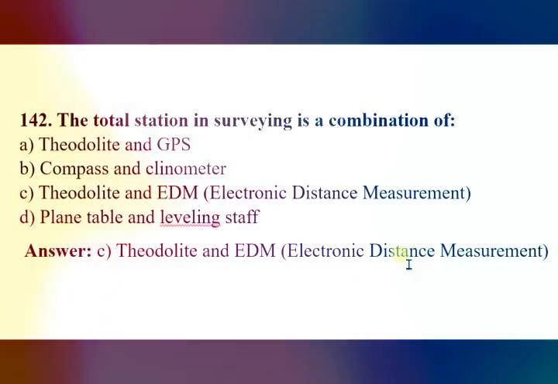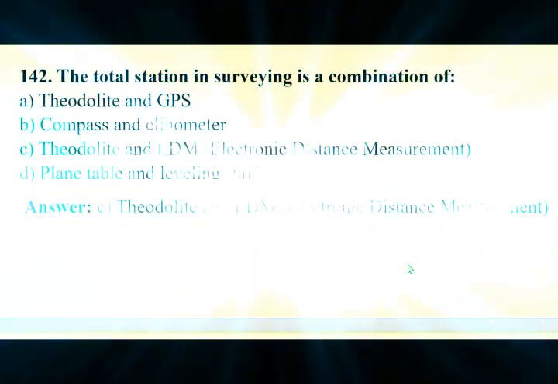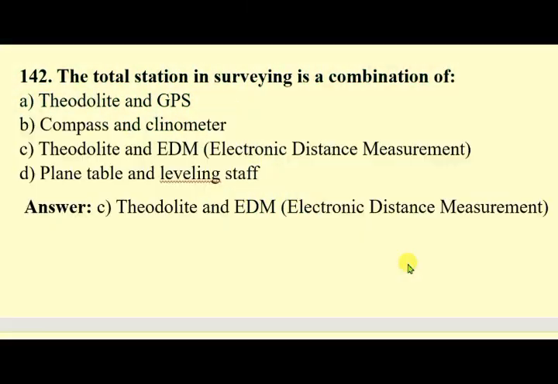Question 142. The total station in surveying is a combination of theodolite and GPS, compass and clinometer, theodolite and EDM, electronic distance measurement, plane table and leveling staff. Here the right answer will be theodolite and EDM, electronic distance measurement.